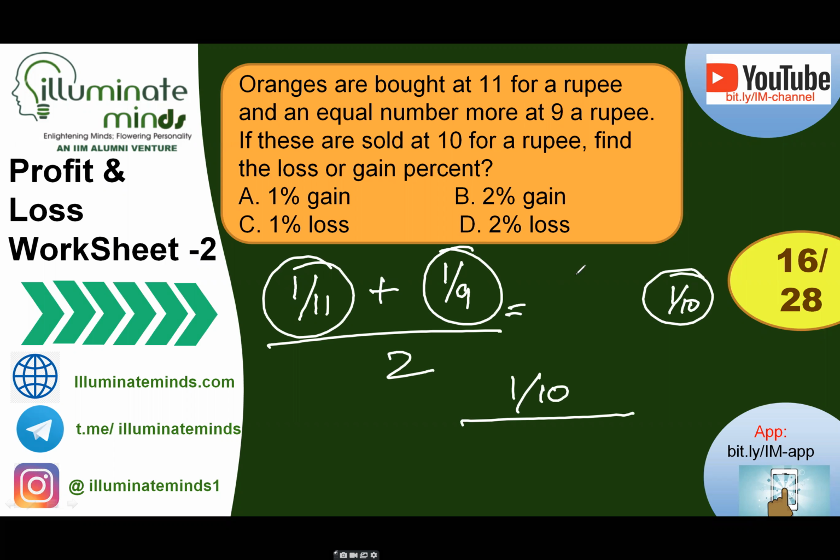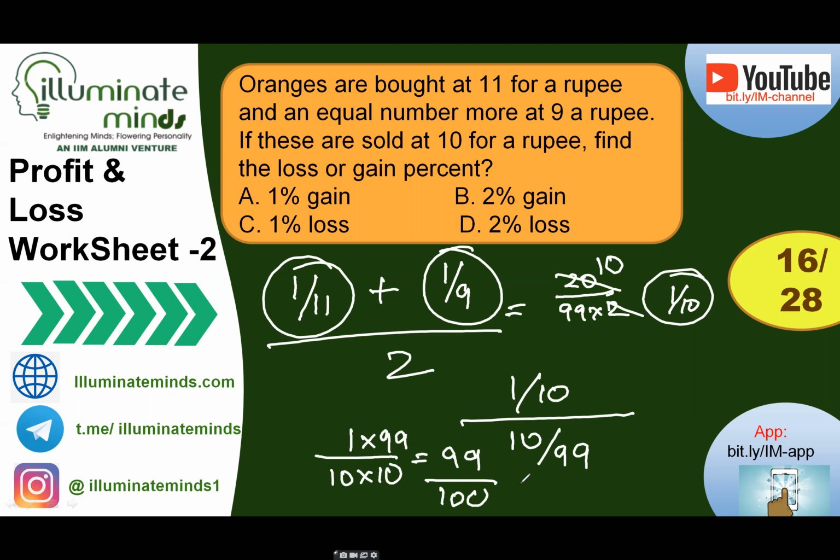This will become 11 nines and 9 elevens, that is 9 plus 11, which is 20, by 99 into 2. So that's my average cost price, 10 by 99. And this is my average selling price, 1 by 10. So this will become 1 by 10 into 99 by 10, which is 99 by 100. That is good enough to reflect the loss percentage, that is 1% loss is there. I hope this is okay, guys.